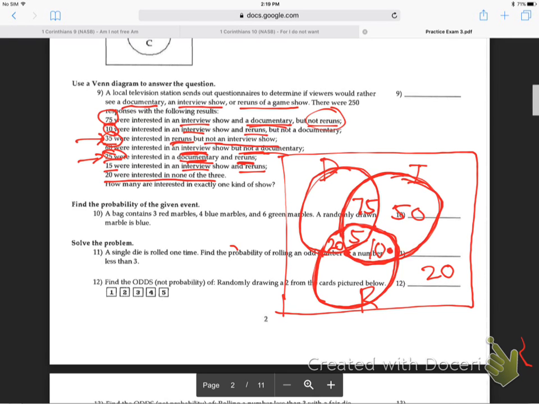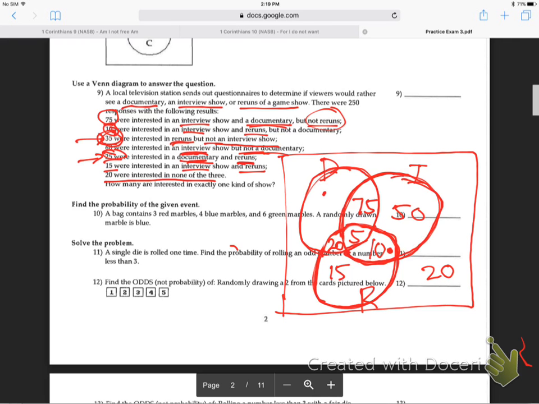One more, back to the 35, one last time. 35, reruns, not interview. Yeah, 15 to make 20 and 15 to make 35 that are in the rerun, not in the interview. Did you track with that? And now I have one section left that hasn't been figured out. How do I do that?